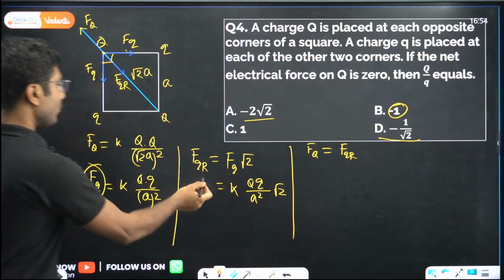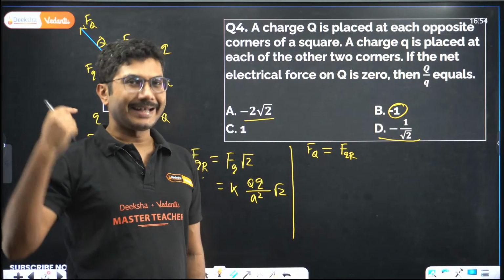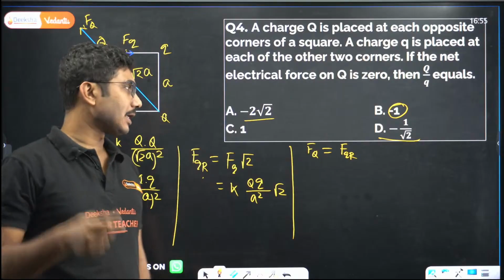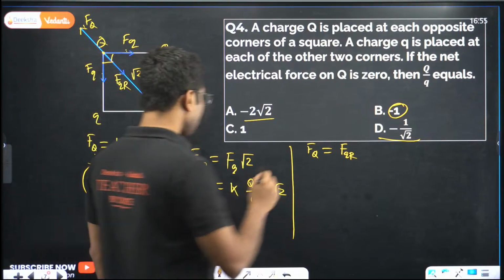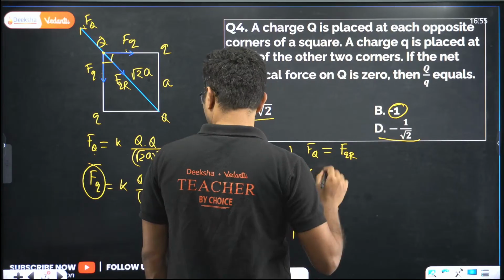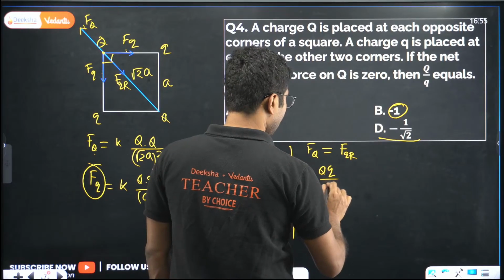This resultant force must be equal to this, and they are opposite in direction. So the sign will be negative. Whatever we calculate, the final answer will be negative. You may not get that from this calculation obviously, but we will write the answer as negative.